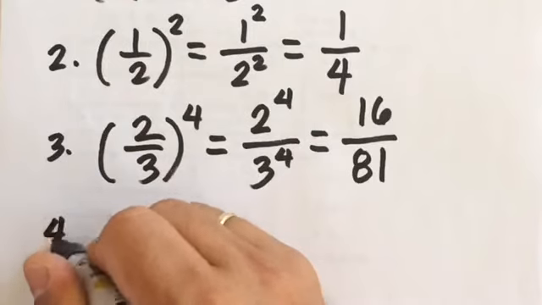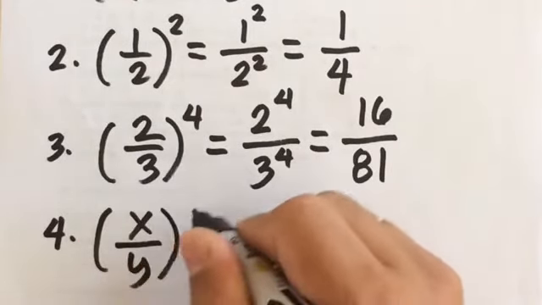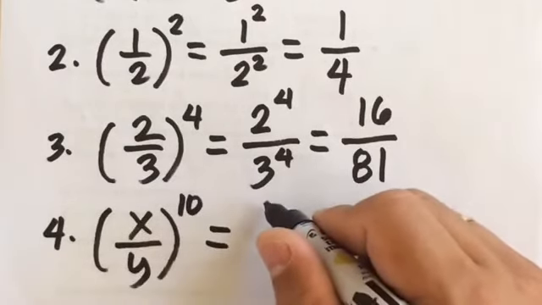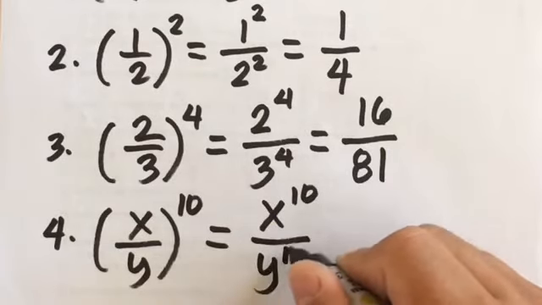Okay, last example. Let's have x over y raised to the power of 10. So the answer here will be x to the power of 10 over y to the power of 10.